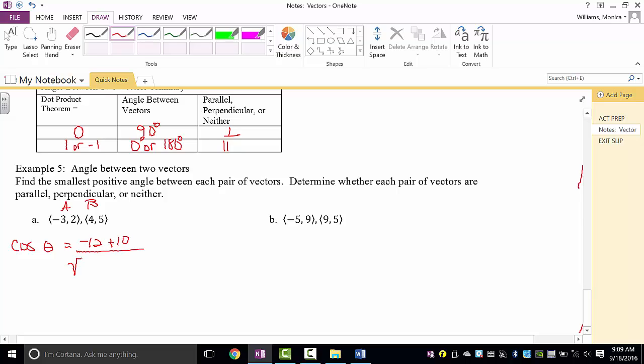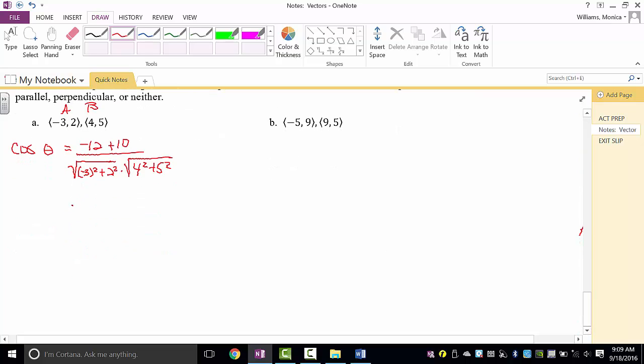In the denominator, I find the magnitude of each vector. So for vector A, it'll be the square root of negative 3 squared plus 2 squared times vector B, 4 squared plus 5 squared. And I simplify. This gives me radical 13 times radical 41. So I have negative 2 over radical 533. Since we're going to enter this into our calculator, don't worry about rationalizing. Save yourself some time and just input it.